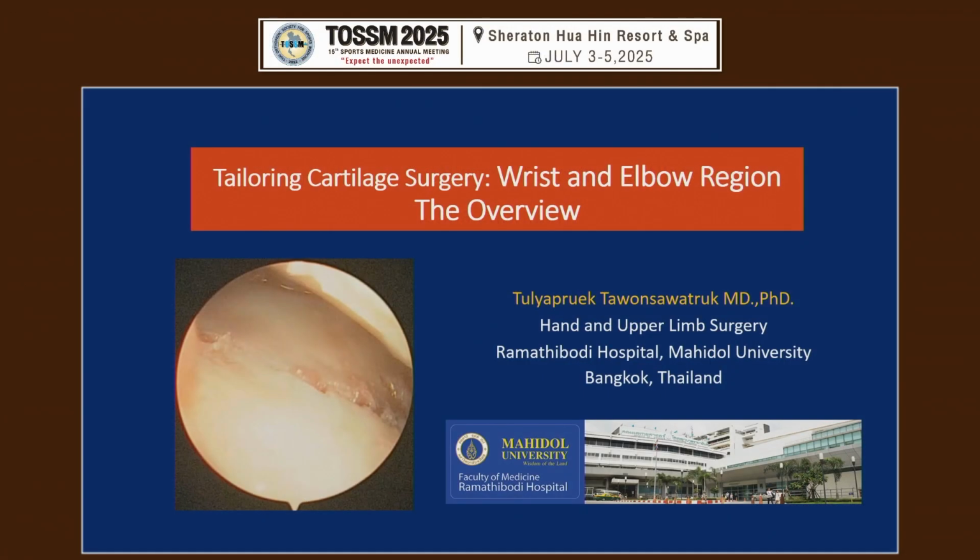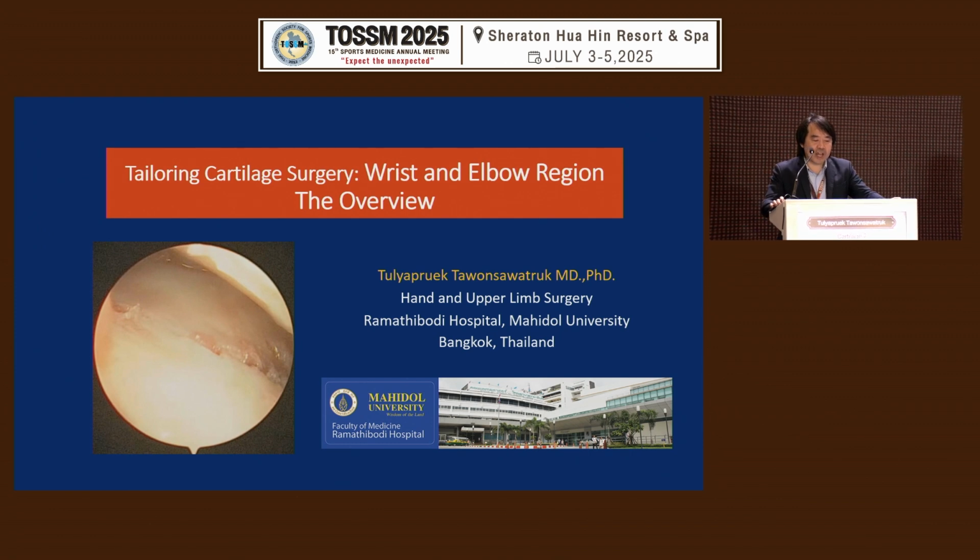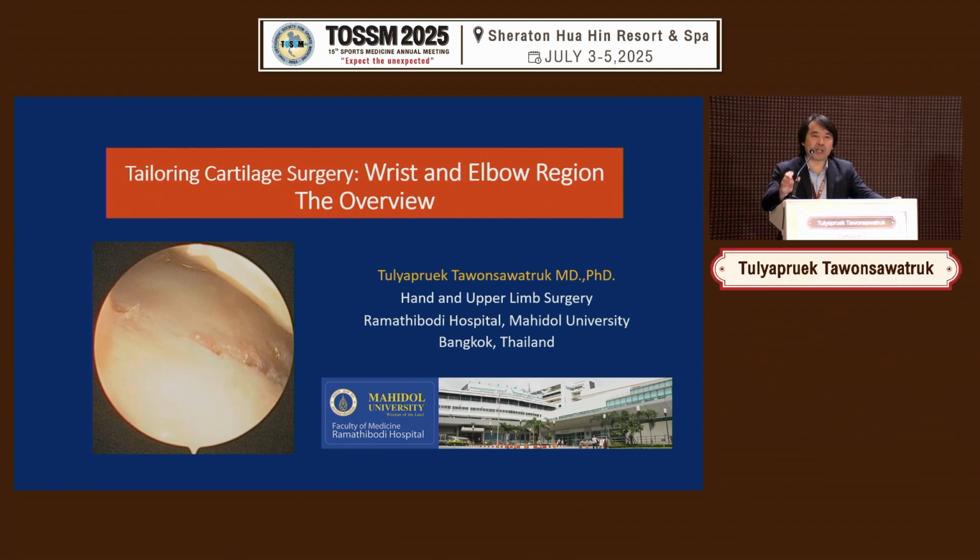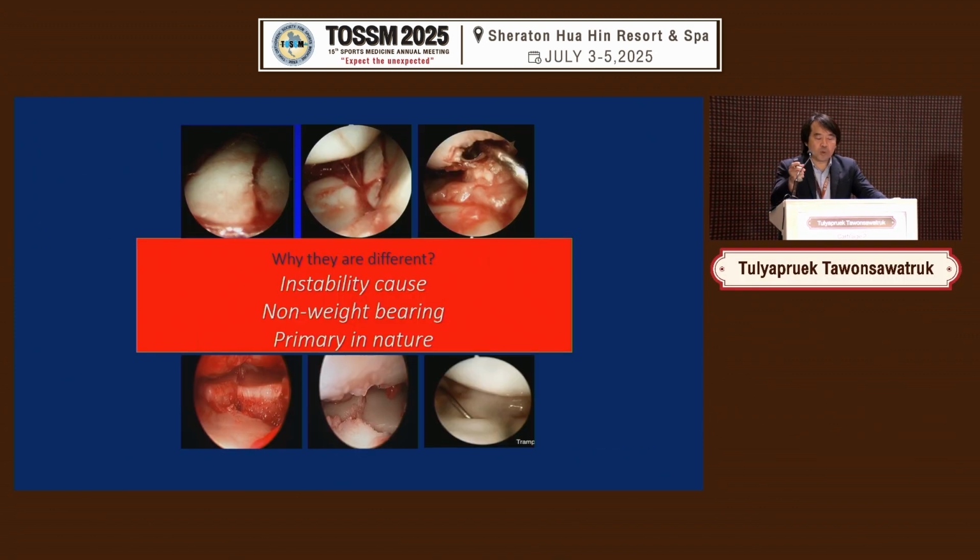So I am going to talk about the small joints, the wrist and elbow, which represent small joint cartilage treatments. So why are the small joint and the large joint different? With the small joint, we have to be concerned with instability, and the small joint is also non-weight bearing. That means motion is very important.